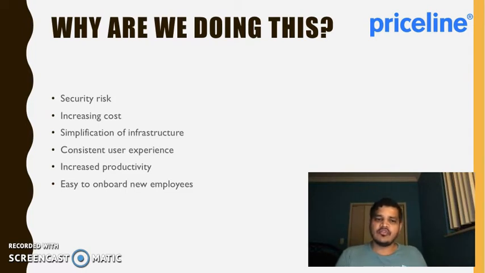Thirdly, we want to simplify this infrastructure, having a very simple, standardized stack of equipment and software. It becomes very easy to support them. It becomes easy to even learn them. It's very consistent in manner. People will have those user experiences, and you need not learn every time you get a new device on board.